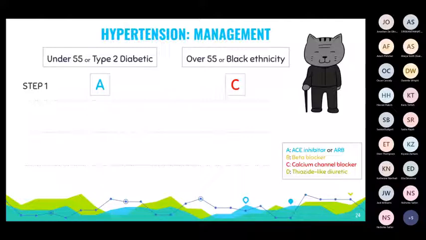They, FYI, won't give you a 55-year-old patient in the exam question, and they probably won't give you a patient that's too near the age of 55. It'll probably be quite obvious.